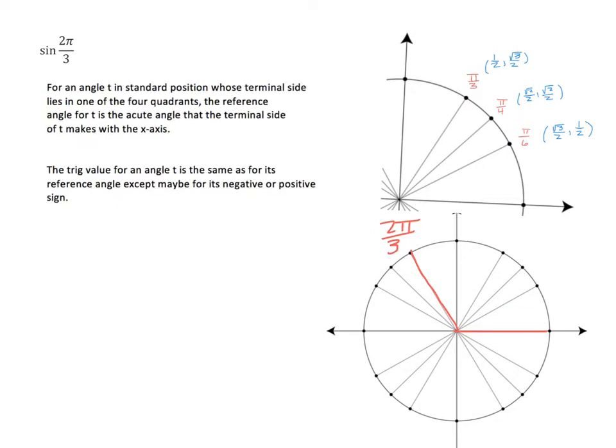For an angle T in standard position whose terminal side lies in one of the 4 quadrants, the reference angle for T is the acute angle that the terminal side of T makes with the x-axis. So for our 2 pi over 3 angle, that's like T. All right, I'll just label that. So that's T. Our reference angle is the angle that terminal side makes with the x-axis. So we use T prime to stand for the reference angle.